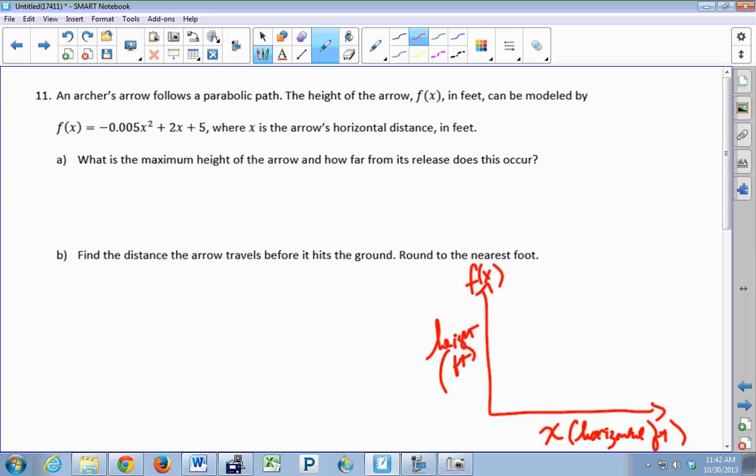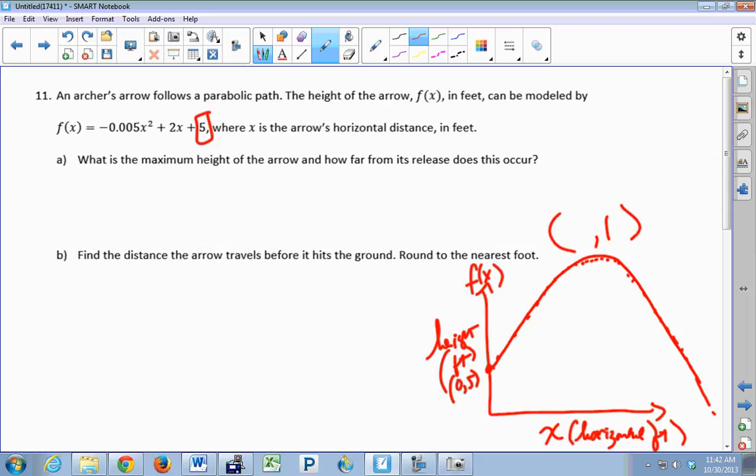Okay. So I'm shooting my arrow. How far above the ground is my release point? 5, right? It's your y-intercept right here. So this release point is (0, 5). This arrow is going to go up, reach some maximum value, and then come back down to Earth. So what I'm trying to find is the maximum height.